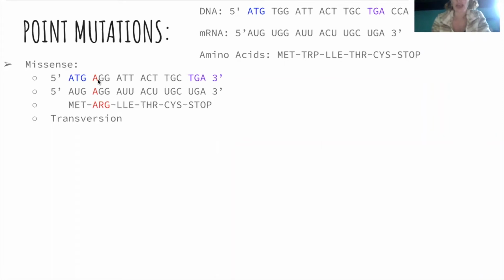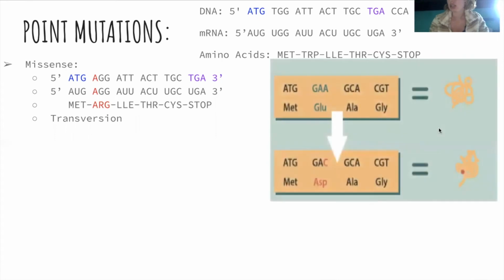This change from a T to an A is known as a transversion, and a transversion is when the nucleotide base is changed from a pyrimidine to a purine or vice versa. So this change from a T to an A results in a different amino acid, and now it's an arginine. So this can either result in a non-functional protein, a semi-functional protein, or a fully functioning protein.